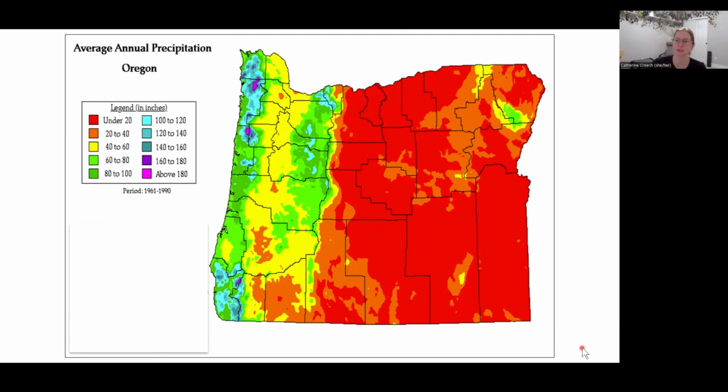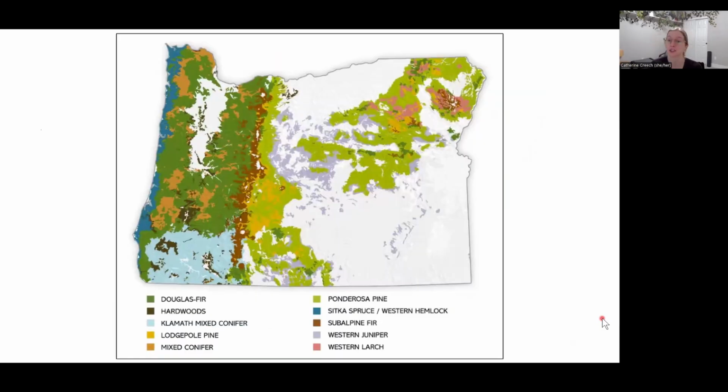We can also look at the tree cover related to that. So some trees are going to be more adapted to those really wet conditions, like the hemlock and the spruce along the coast. We're also going to have mixed conifers that do well at high elevation.